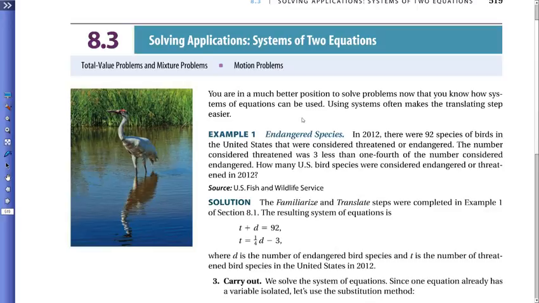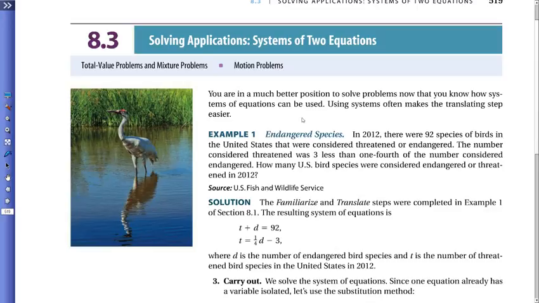But now they're asking some questions. At first they just said, hey, could I create some equations? And they wanted to say, hey, you have basically a situation where what they're giving me for information is really two equations. And that's what they're saying here. Actually, I should read before I start talking, right? You familiarize and translate the steps. This was completed in example 1 in section 8.1, right? And that's all they went to at that point.